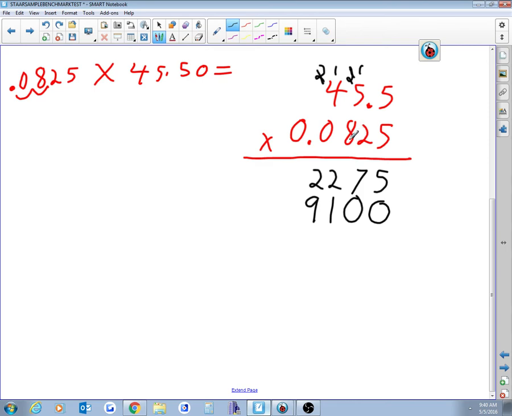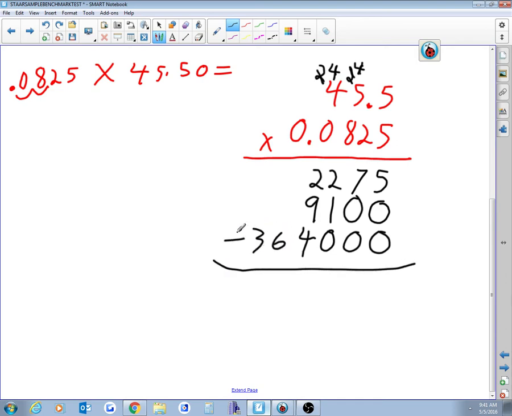Now we're over here with the 8, so we've got to mark 2 spots with either zeros or X's. We're starting 2 places to the left, so we've got to mark 2 places here. 8 times 5 is 40. Carry the 4. 8 times 5 is 40, plus 4 is 44. Carry the 4. 8 times 4 is 32, plus 4 is 36.